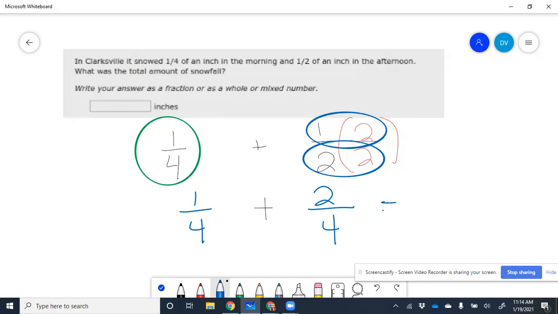Okay? So our denominator is going to be, whatever our common denominator is, 4. What will the numerator be? What's 1 plus 2? Good. So our final answer is 3/4.